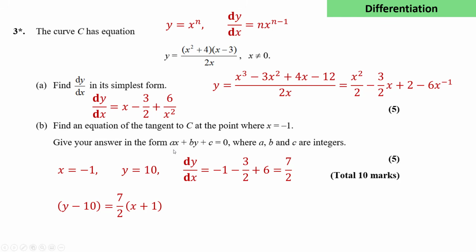We're asked for it in a specific form. We multiply through by 2, rearrange the equation to get 7x minus 2y plus 27 equals 0.